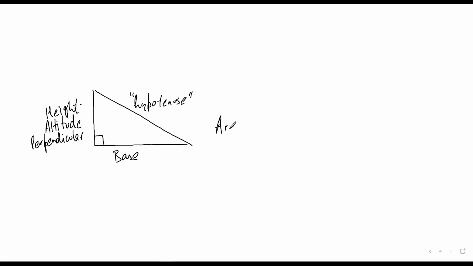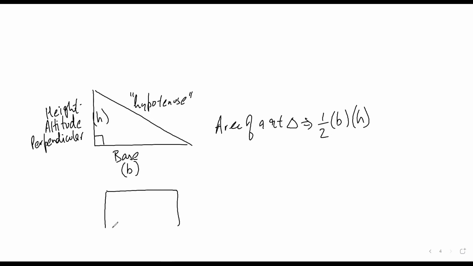So the area of a right triangle is equal to half base into height. This is my base and this is my height. And of course, the simple formula for a rectangle: if this is my length and this is my breadth, the area of a rectangle is equal to L into B.